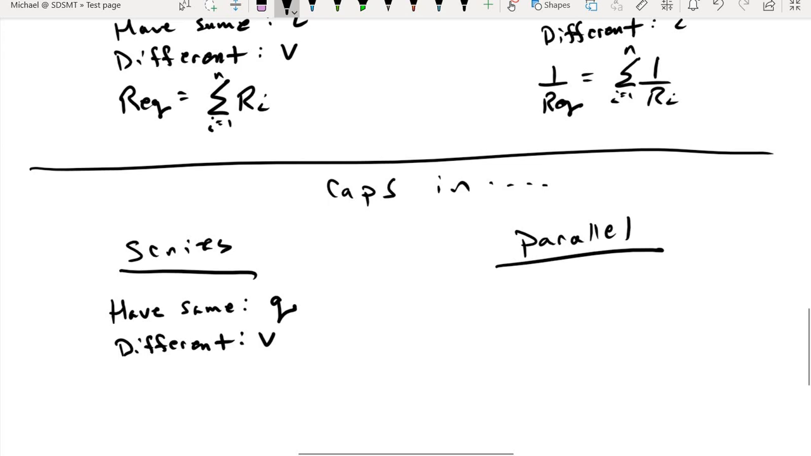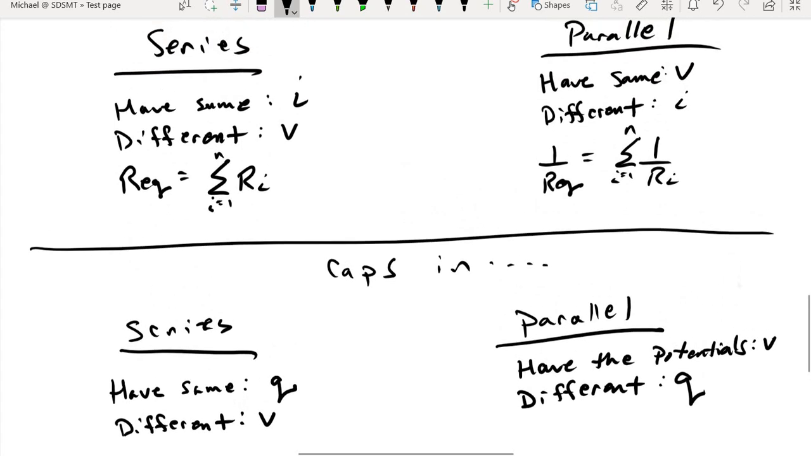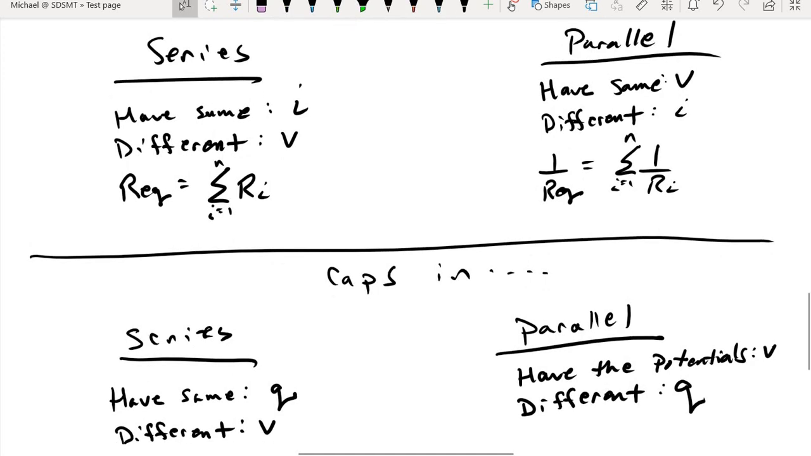And capacitors in parallel have the same potentials, but different charge. I'm sorry, I'm still thinking resistors here. Well, so far that doesn't really look any different from what's happening with the resistors. The only major difference is that capacitors store charge, resistors allow the charge to pass through.